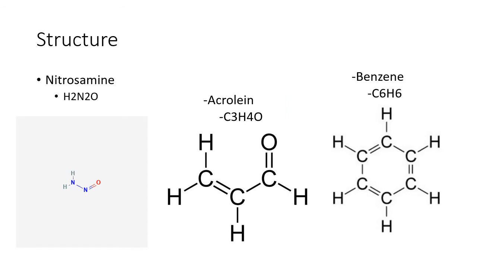Here we have the structure of some chemicals in e-cigarettes. We have nitrosamine, which is 2 hydrogens, 2 nitrogens, and 1 oxygen. We have acrolein, which is 3 carbons, 4 hydrogens, and 1 oxygen. We have benzene, which is 6 carbons, 6 hydrogens.